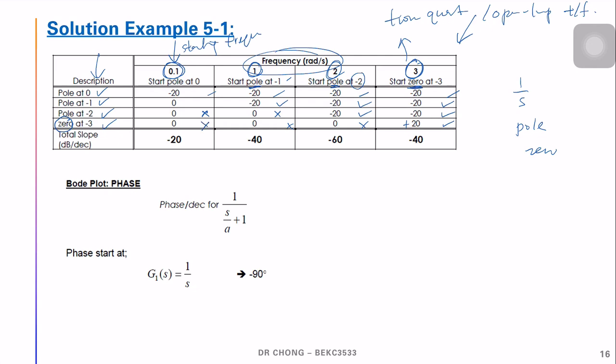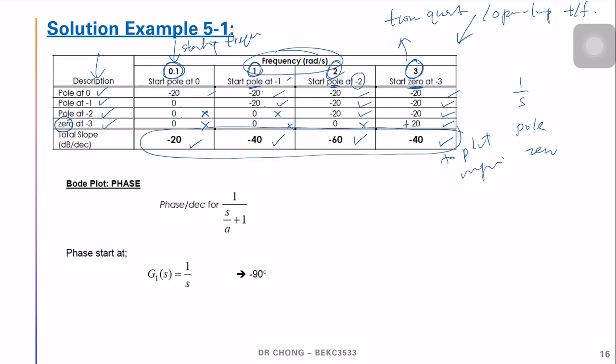Okay, so once you have done all the poles and zeros in your system, then let's see from here, you sum them up. So negative 20 plus 0, 0, 0, negative 20. Negative 20 plus negative 20, negative 40. So negative 60. So this one is negative 60 plus 20, negative 40. Okay, later on we will follow this one to plot our magnitude.